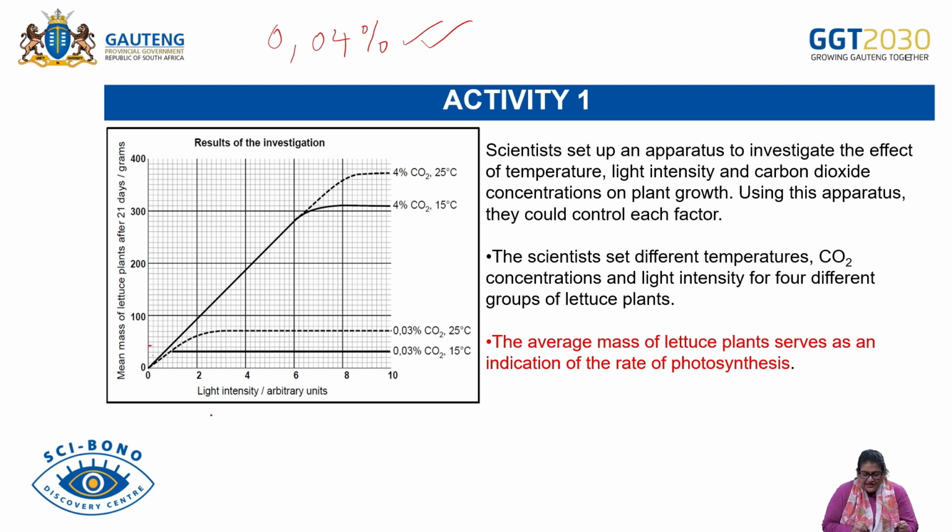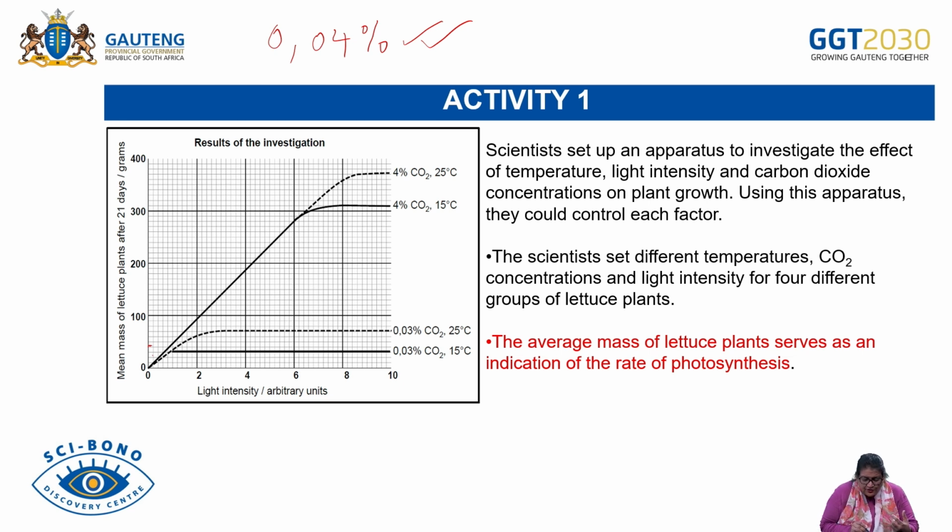So when you're giving this plant 0.04% CO2, but you kept it at only 15 degrees, now that's too low. So you're giving it the right CO2, you're giving it the right light intensity, but now the temperature is low. So although the optimum CO2 level is increased and the light intensity, but because the temperature is low, the enzymes can't function to the optimum.